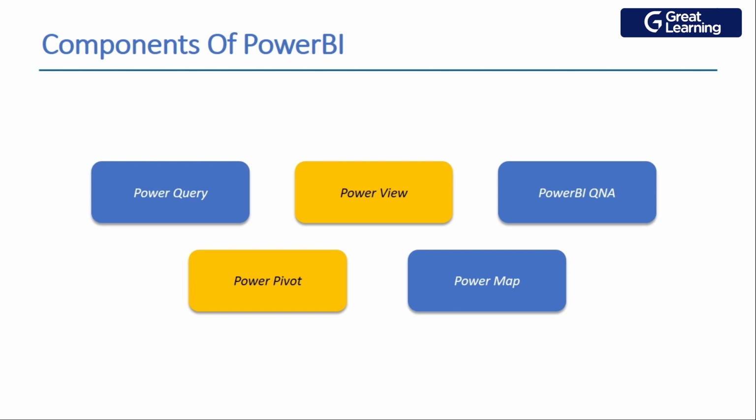Power Map is used to visualize geospatial data, which can be in 3D mode.